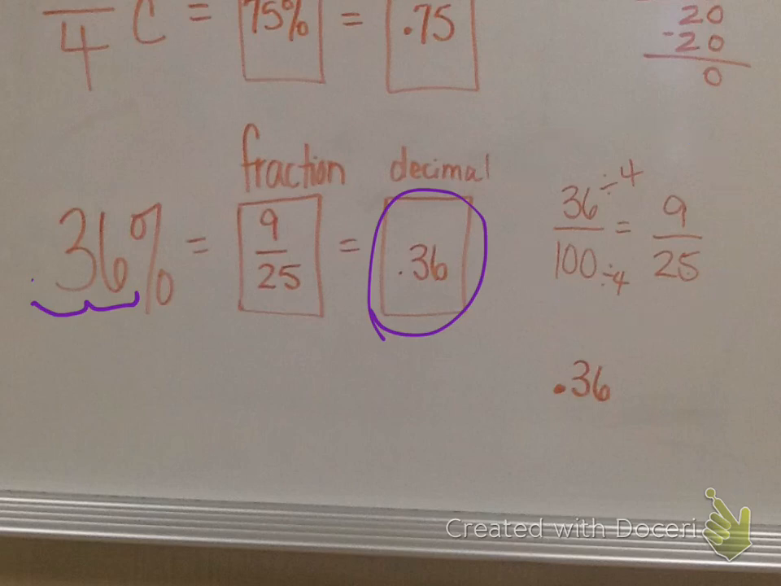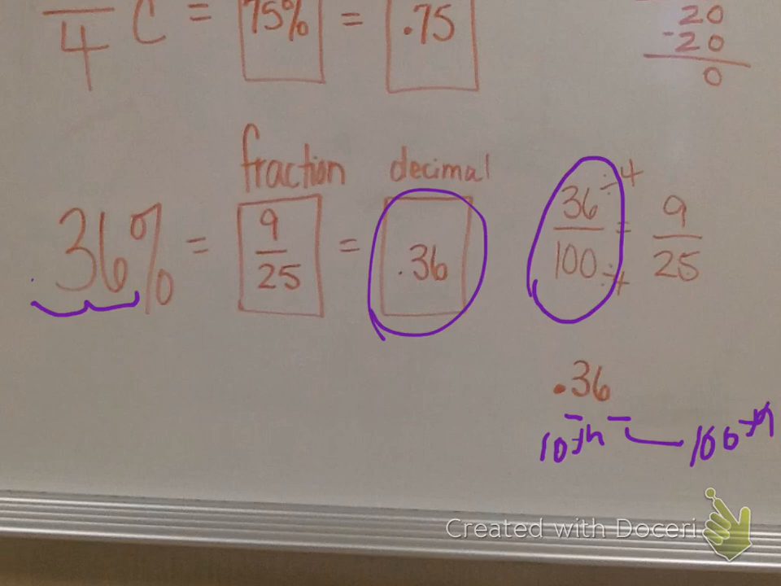A fraction can be written this way, it means 36 hundredths, but remember with place value, this is also 36 hundredths. The tenths place, and then this one is the hundredths place. So I hope this was a good review for you guys, and let's get working.